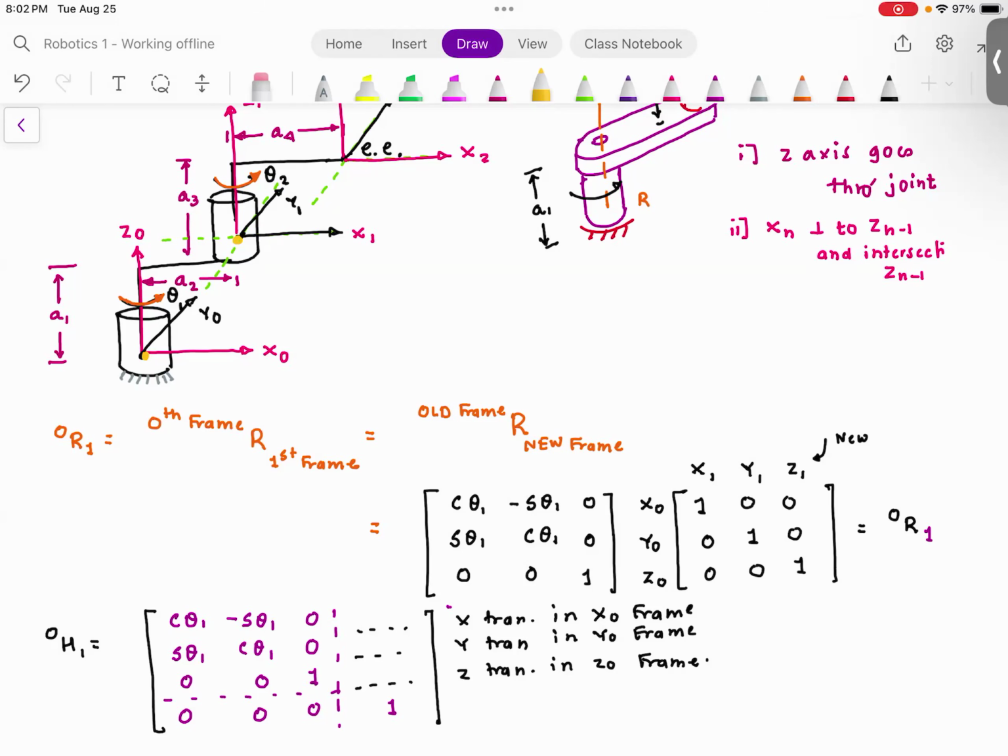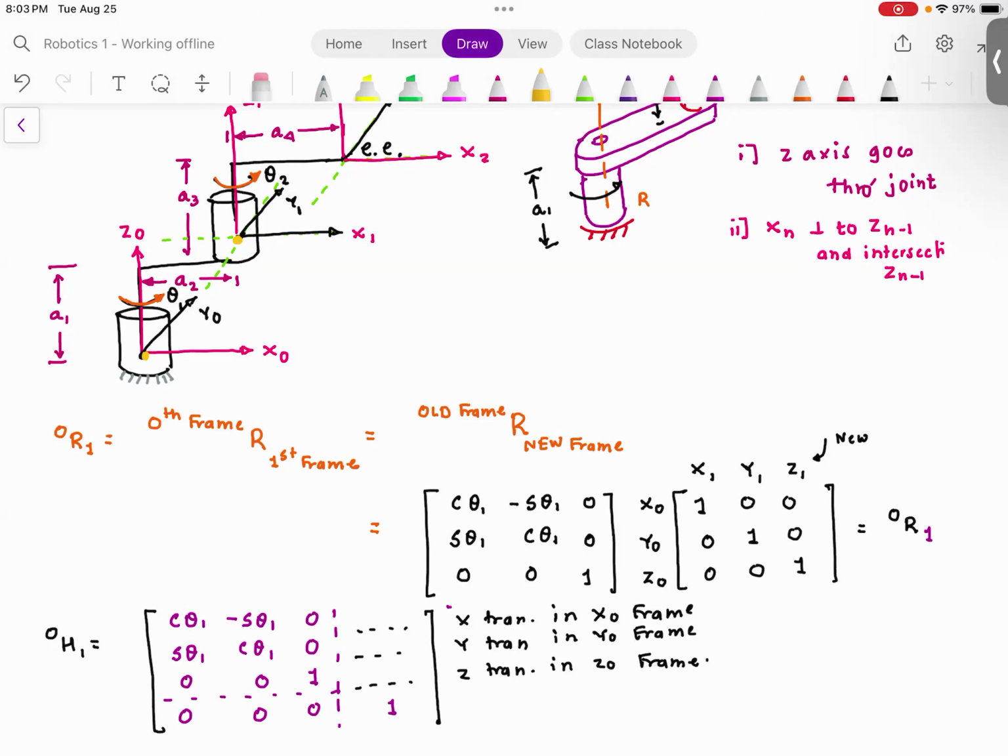Now you agree with me that here I'm assuming theta is equal to 0. That's why I'm traveling A2 unit in X0 direction. But if theta is say 20 degrees, 30 degrees, 40 degrees, do you agree with me? The distance in X0 direction will be A2 cosine theta 1.